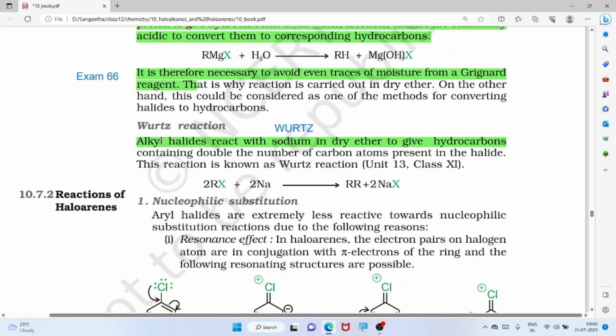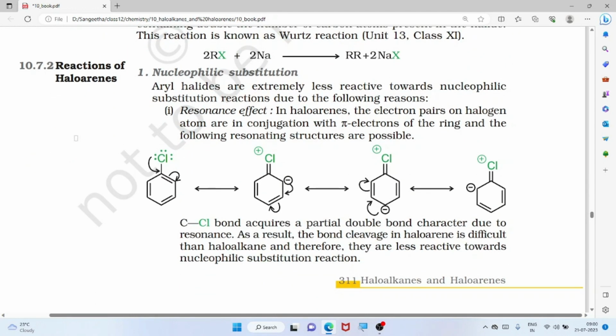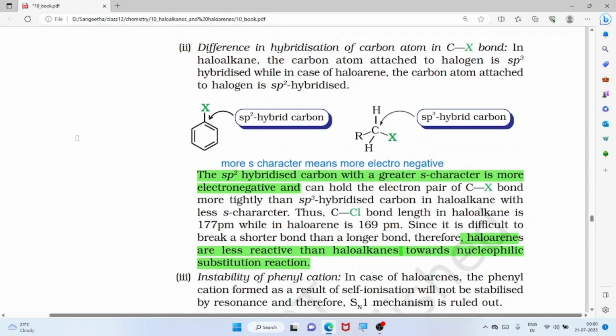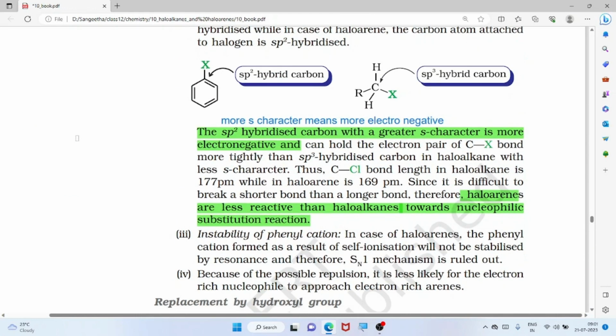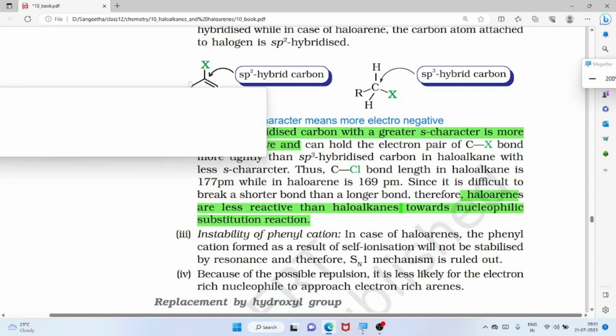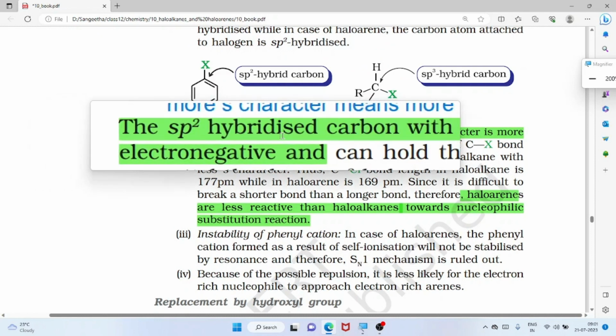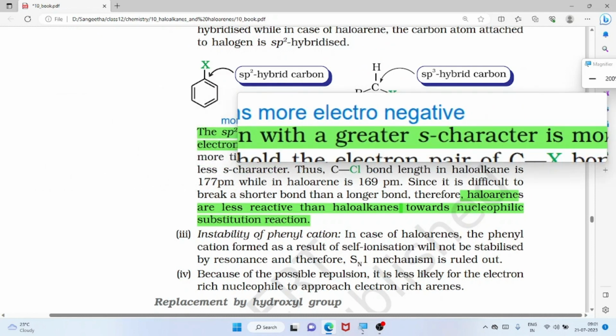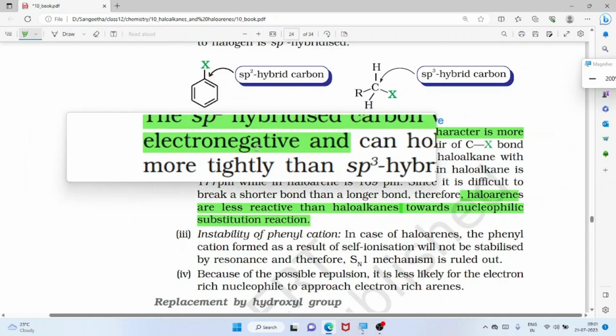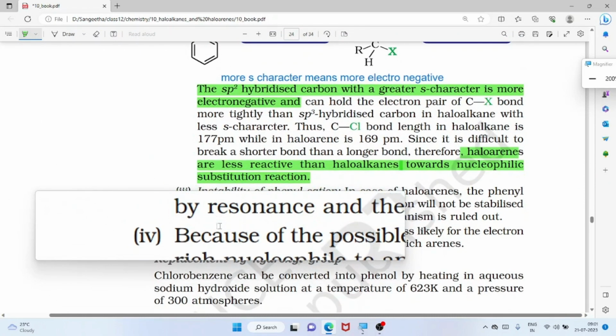This is the Wurtz reaction. Alkyl halides react with sodium in dry ether to give hydrocarbons. Wurtz reaction. If you have more s character, there is more electronegativity. So here, an sp2 hybridized carbon with greater s character is more electronegative than an sp3 carbon.